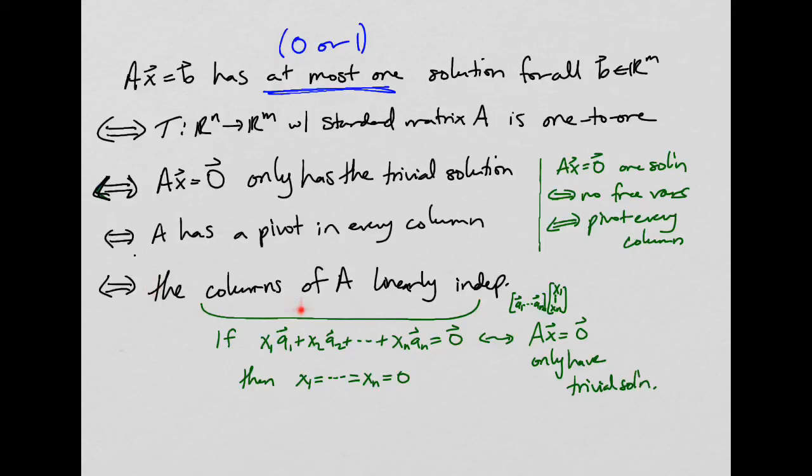So the columns of A being linearly independent is equivalent to saying AX equals 0 only has a trivial solution. And again, we already showed that AX equals 0 only having the trivial solution is equivalent to A having a pivot in every column, which is equivalent to AX equals B having at most one solution for all B, which is equivalent to this transformation being 1 to 1. So all 5 of these statements are equivalent to each other. One implies all the rest.